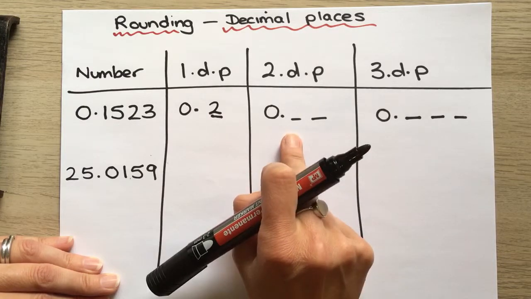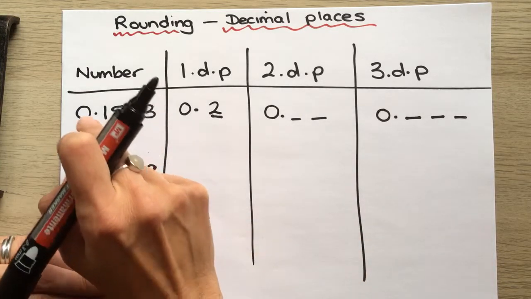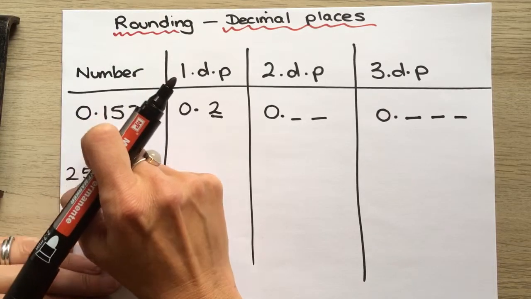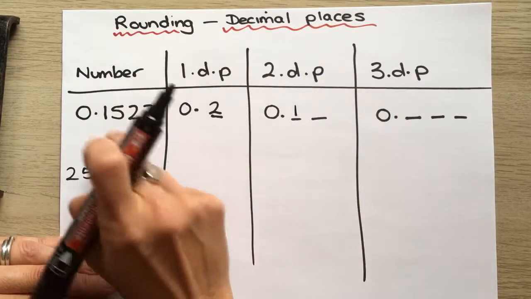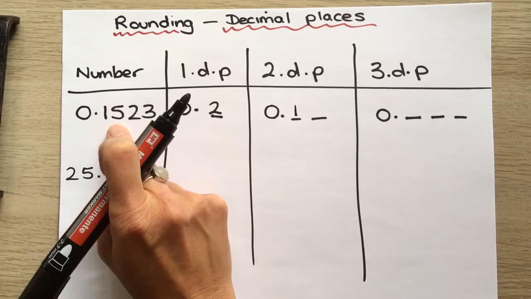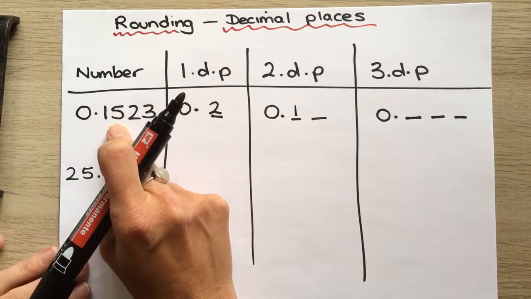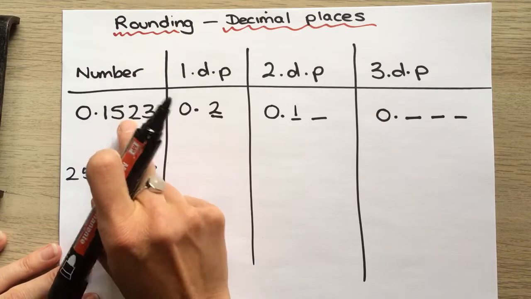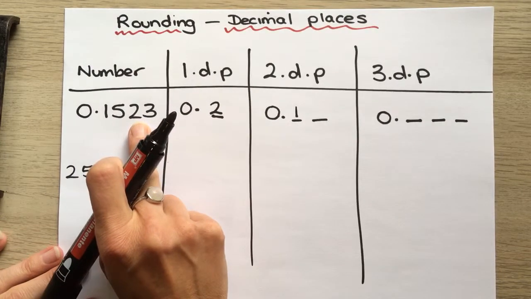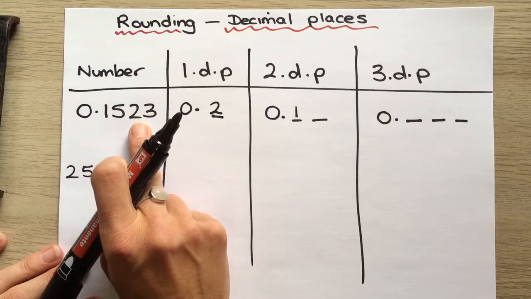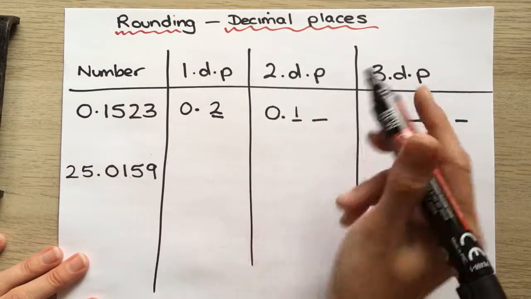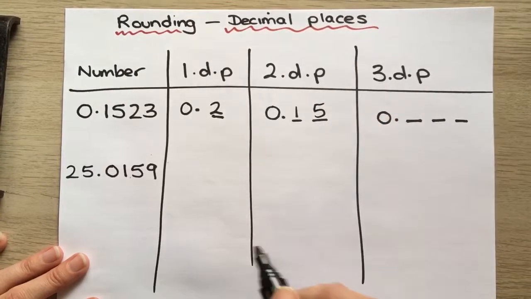Moving on to 2 decimal places, so we are looking for the second decimal, which is the 5. So we're going to have 0.1, and then it's the 5 that is going to round. And we need to decide if it's going to be 0.15 or 0.16. Now we look at the number to its right, which is a 2. That is 4 or less. So we know that that stays as a 5.